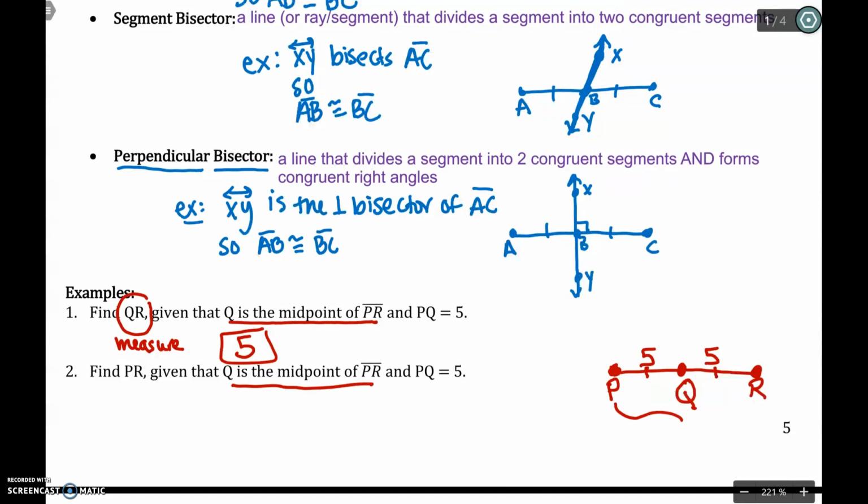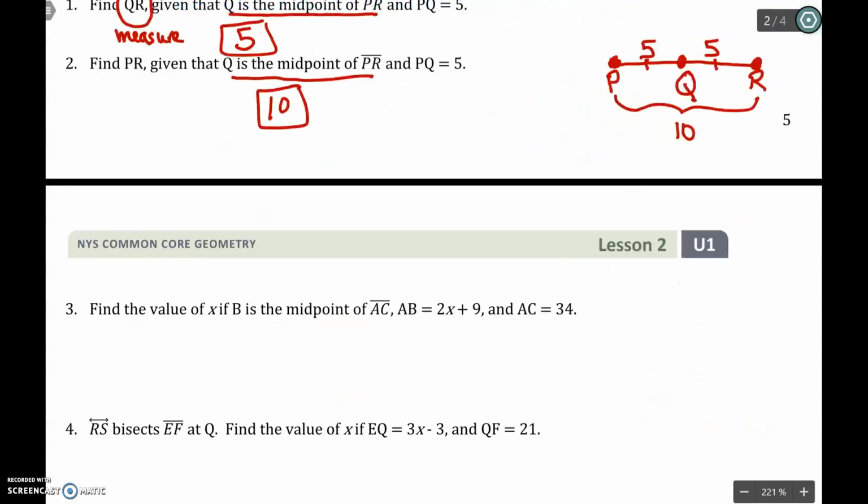Okay, and then in this one, PR with no hat, nothing on top, means the measure of PR, which would be the whole segment, and you would just put these together. 5 and 5 would be 10. Okay, and because these are segment lengths, though not in degrees, the unit would be centimeters or inches or something like that.